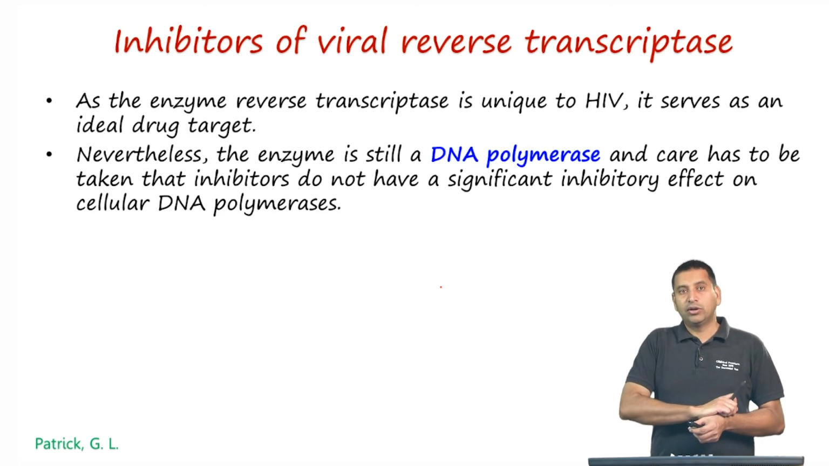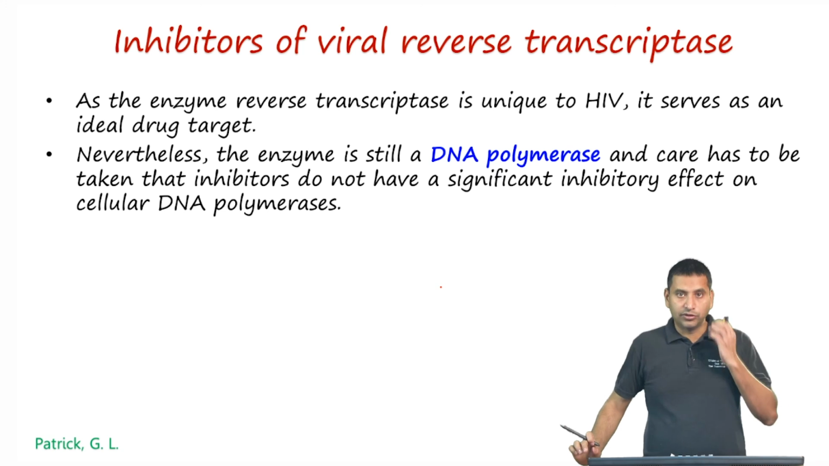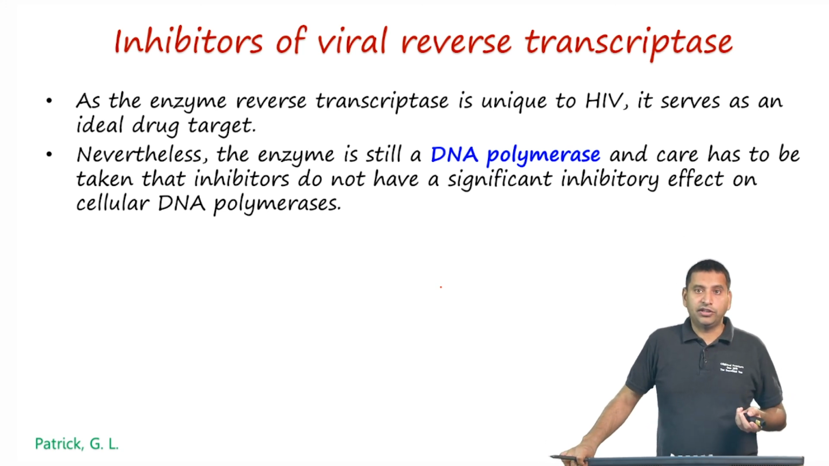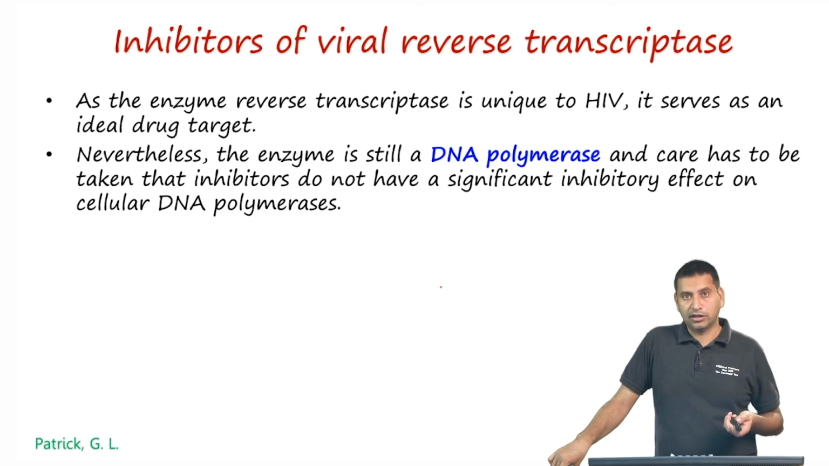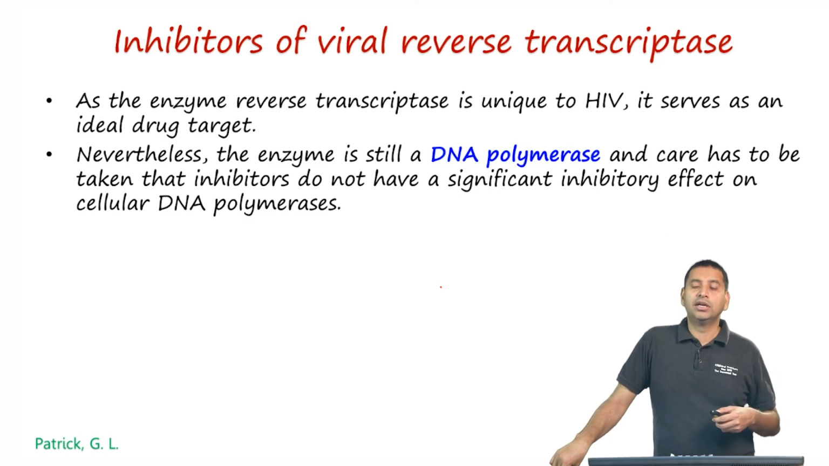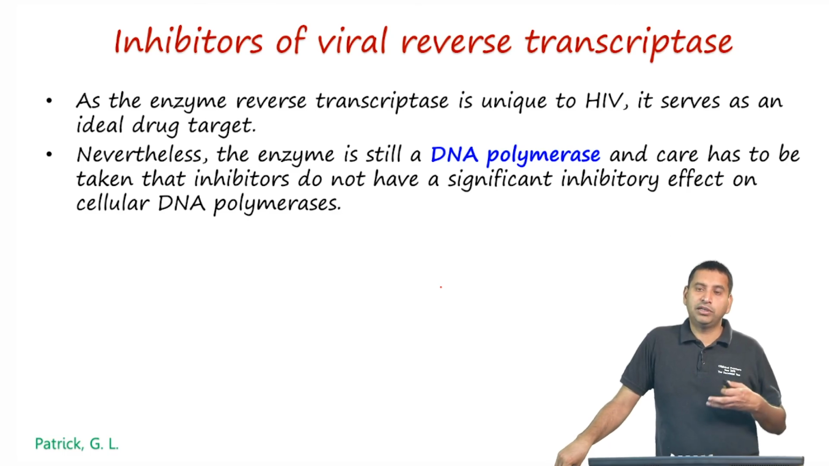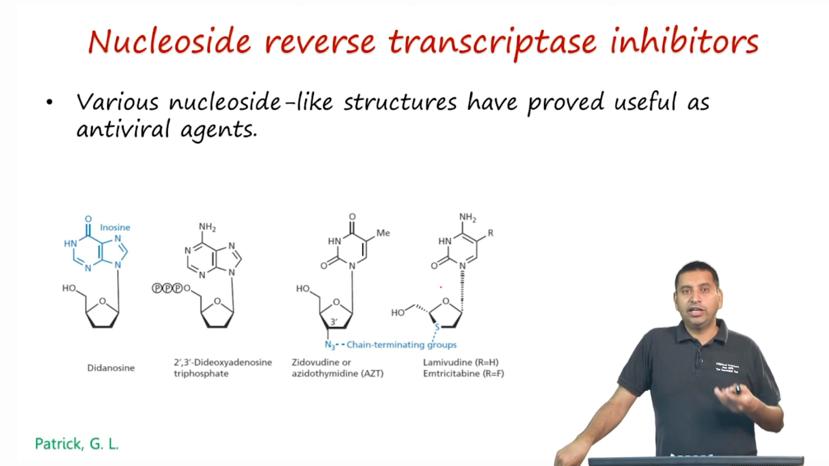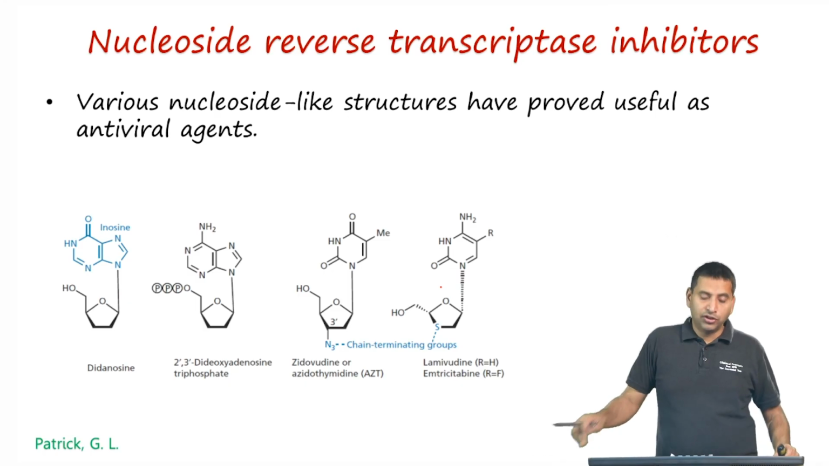So, with that, let us look at inhibitors of viral reverse transcriptase. As the enzyme reverse transcriptase is unique to HIV, it serves as a very good drug target. However, it still remains a DNA polymerase, and therefore, one has to be careful about how selective the drug that we are developing is towards reverse transcriptase rather than our host cell DNA polymerase. Various nucleoside-like structures have been useful as antiviral agents. So, here are some examples.